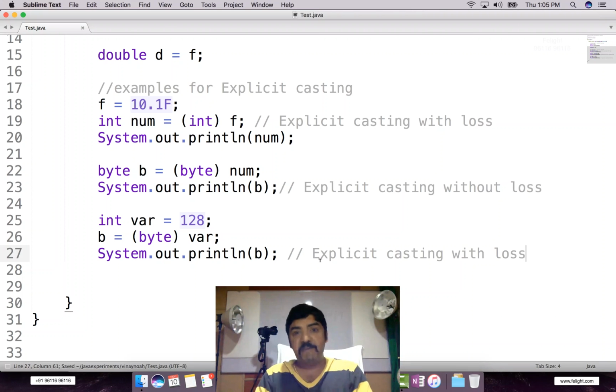Okay. Again we will learn casting with respect to character. Whatever we studied is more than good enough when it comes to casting. But know this one, casting is very important.